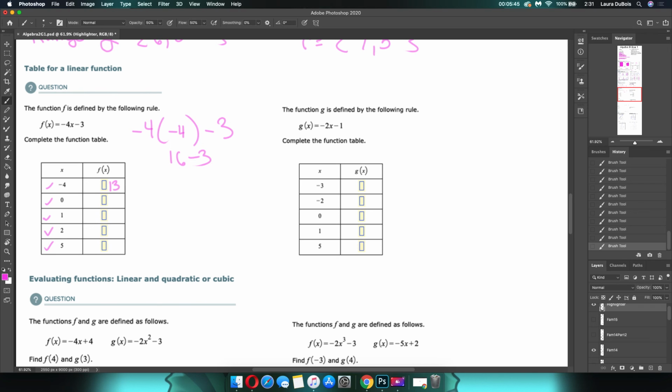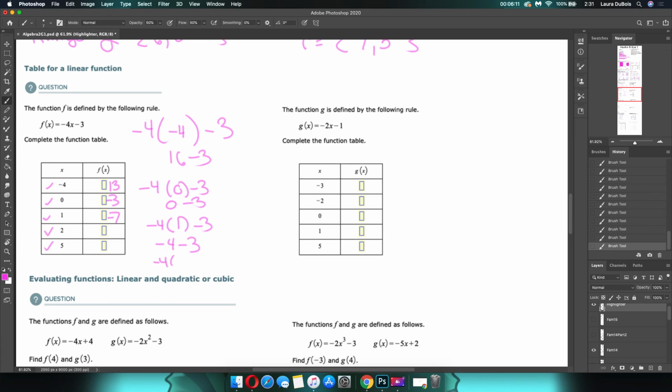Okay, that's my first one. Next, we're going to have negative 4 times 0 minus 3. Well, negative 4 times 0 is 0, minus 3 is going to be negative 3. So far, so good. Negative 4 times 1 minus 3, that is going to be negative 4 minus 3, because 1 times any number is itself, so that will be negative 7.